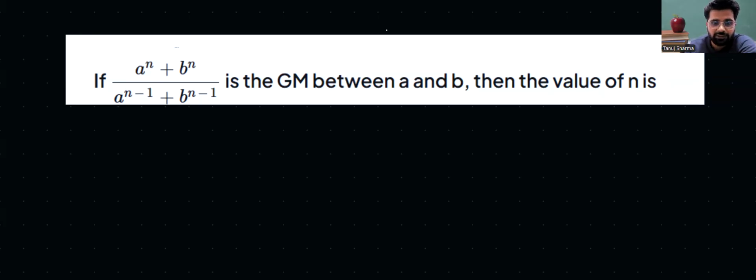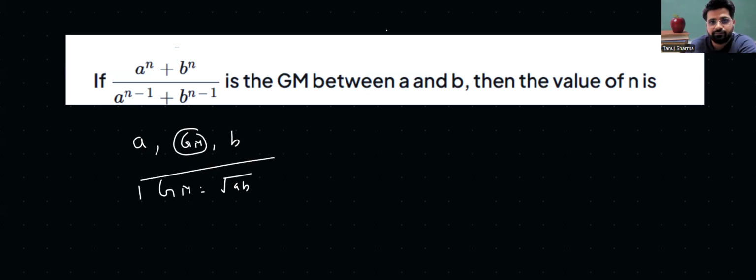First, we should understand the meaning of GM. GM means geometric mean. If a and b are two numbers between which one GM exists, then the GM is equal to root of ab, by the definition of geometric mean. So now the question arises: how can we find the value of n?